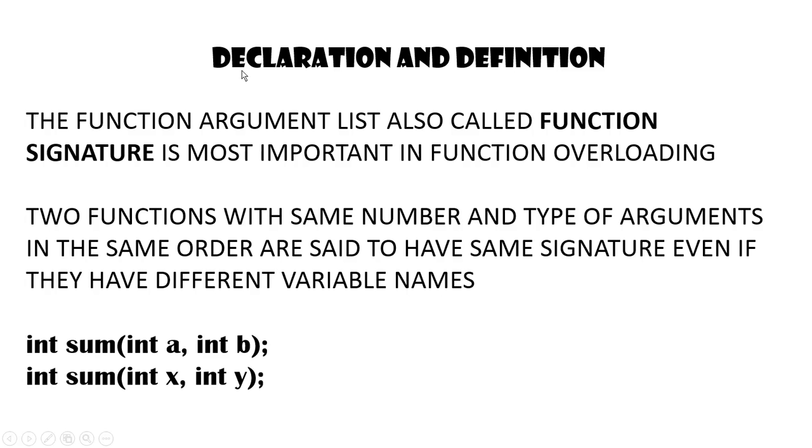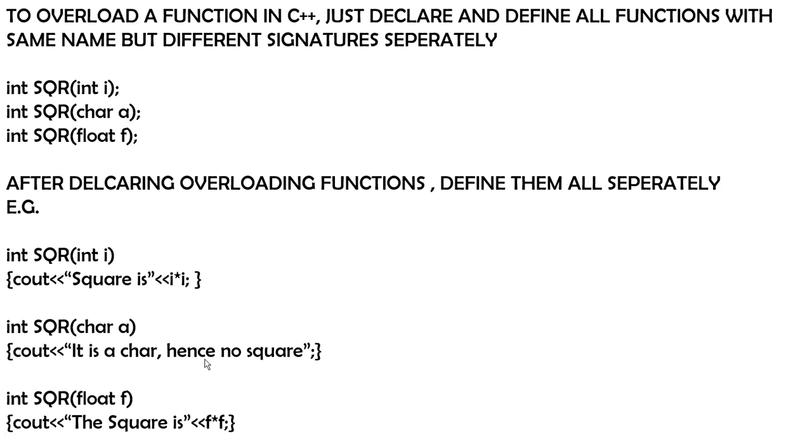Now how can we declare and define function overloading? The first thing here is function signature. This is another name for function argument list. So here inside the bracket, this is called the argument list, and another name for it is function signature. Suppose we have two functions having the same number of arguments and the same type of arguments, then they are said to have the same signature. So here you can see we are having two functions. The first one is taking two integers, the second one is also taking two integers, so they are having the same signature. No matter what the variable name is, if the type and number of arguments are the same, then they are having the same signature.